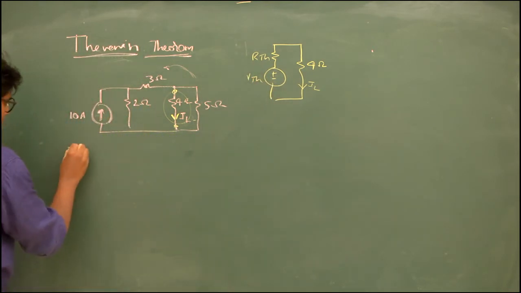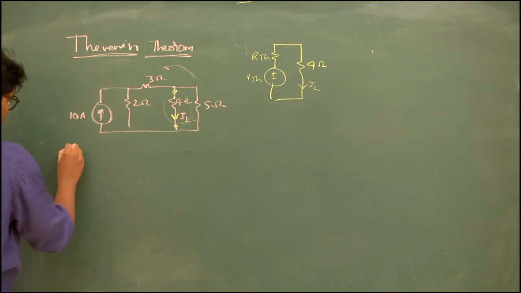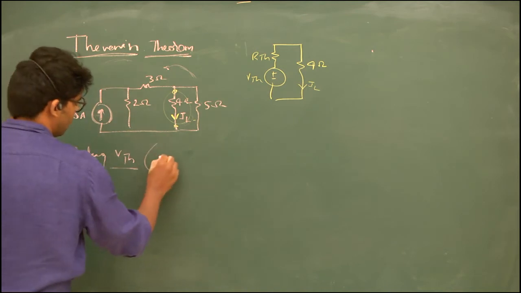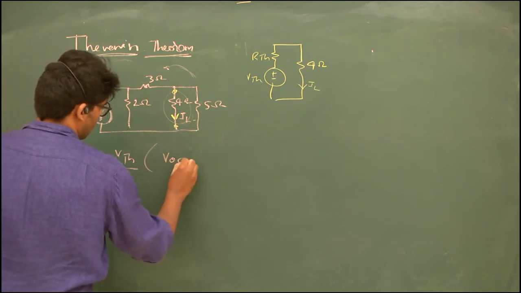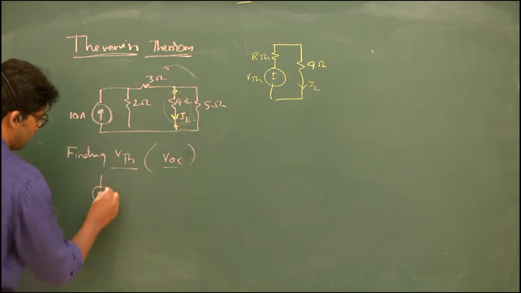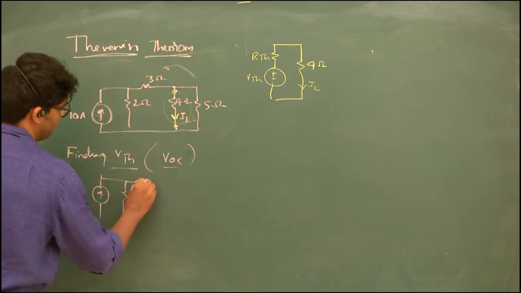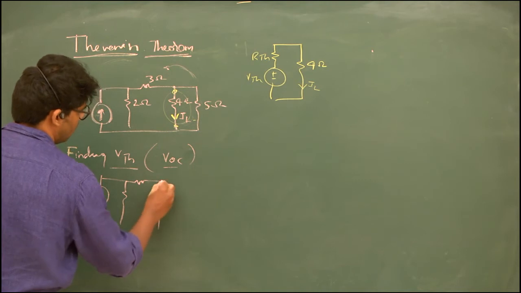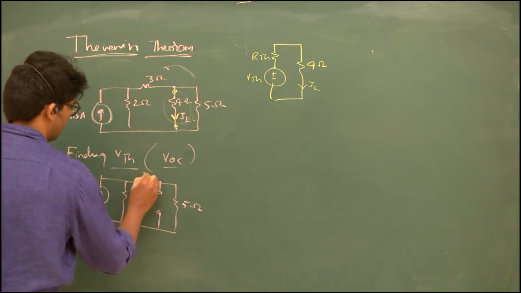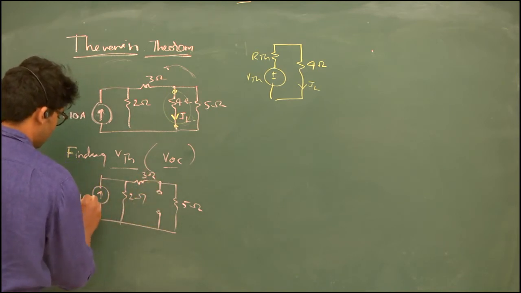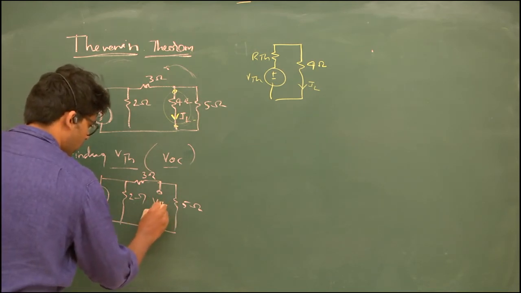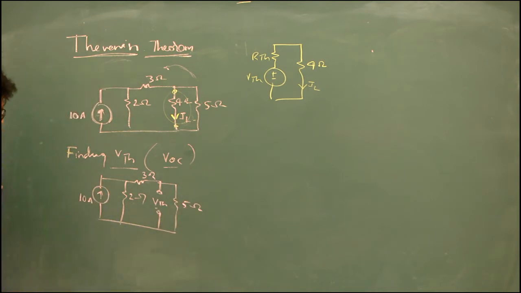Now to find V Thevenin, that is the open circuit voltage VOC across this terminal, open the terminal and find the V Thevenin value. This is 5 ohm, this is 3 ohm, 2 ohm, and 10 amps is flowing. So how will we do that? We have to find the open voltage across the 5 ohm. So how will we find it?